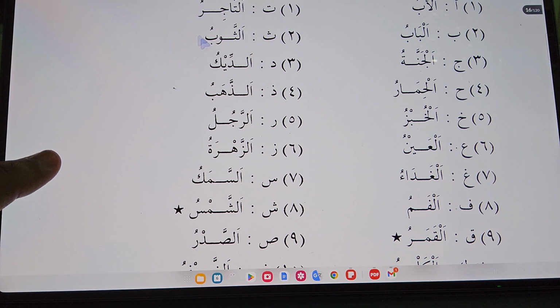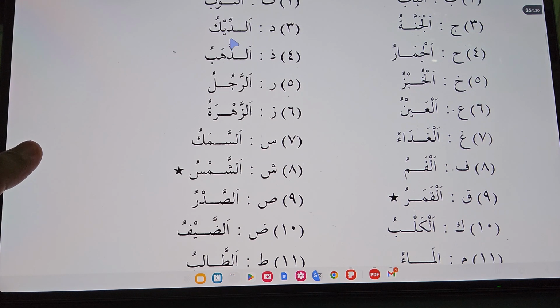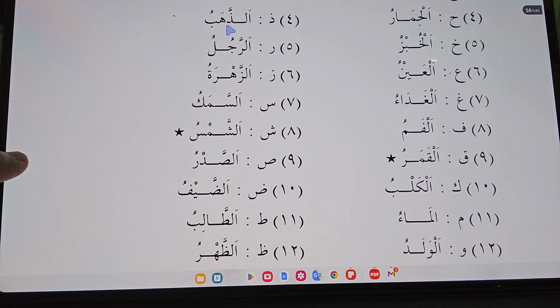Akhana Sabir, read this, the huruf shamsiyah. At-tajiru. Taib. الثوب. الثوب. طيب. الديك. نعم. الذهب. طيب. الرجل. طيب. الزهرة. طيب. السمك. طيب، ما شاء الله.